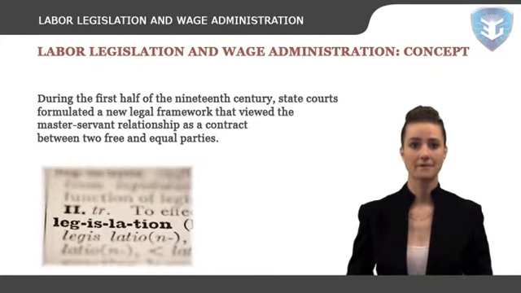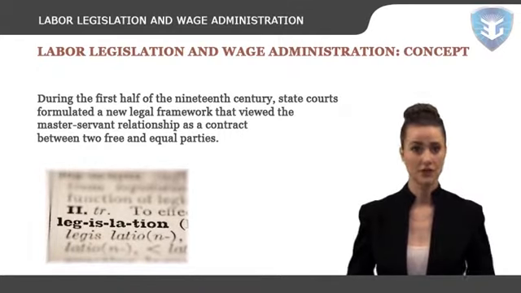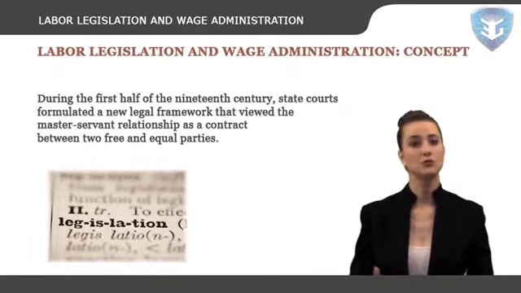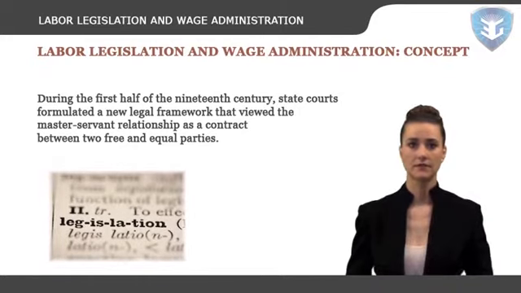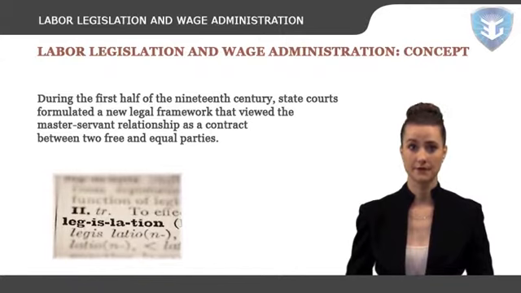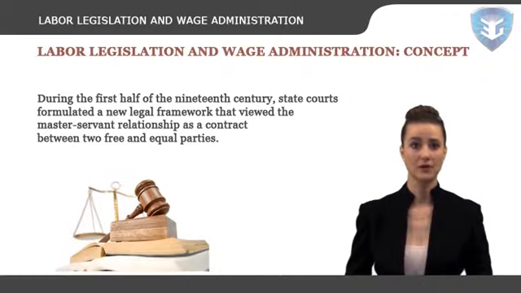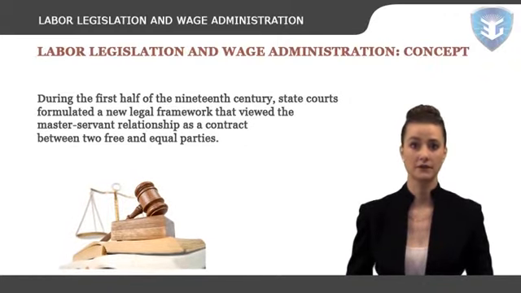During the first half of the 19th century, state courts formulated a new legal framework that viewed the master-servant relationship as a contract between 2 free and equal parties. The old paternalism persisted for resident servants, juvenile apprentices, and slaves, but a new court policy denied wage workers medical care for injuries resulting from an accident caused by a fellow servant or the injured worker himself.